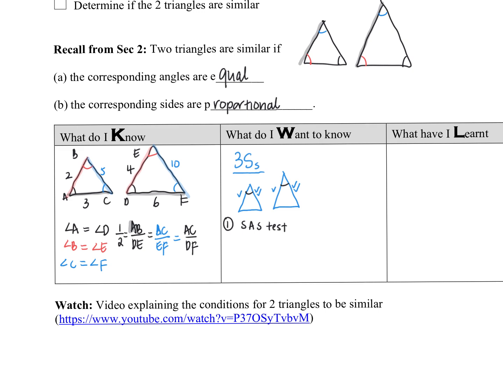Okay, another test is if you can show me that the 2 triangles have all 3 equal angles. But actually 2 is good enough, because if you can show that 2 of the angles are the same, the third one will naturally be equal. So we call this the AA test. Okay, the AA test.